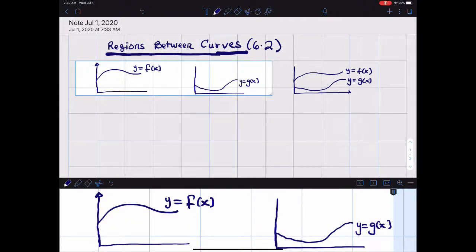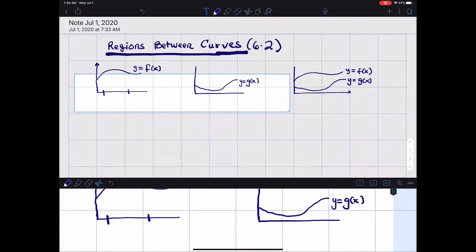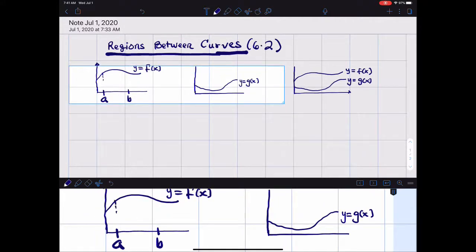We would like to be able to find the area of the region between two curves. Let's start with two curves. The first curve is a graph of the function y equals f of x. This is a very simple function and it's all positive. It's above the x-axis. So let's consider a region from A to B. The region under the curve from A to B, like this. So we're looking at this region.